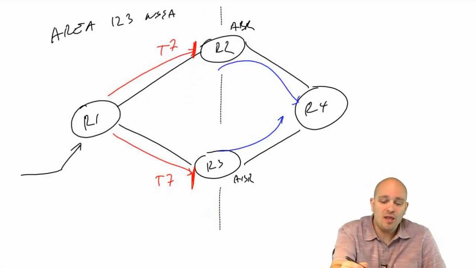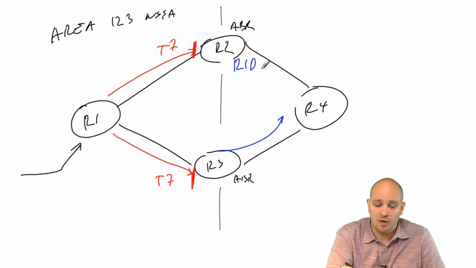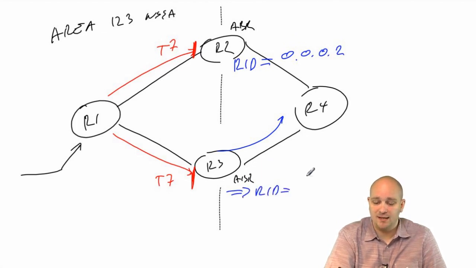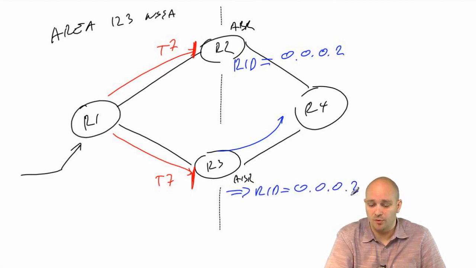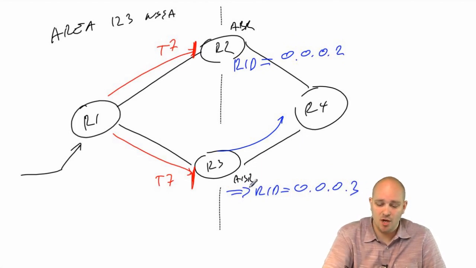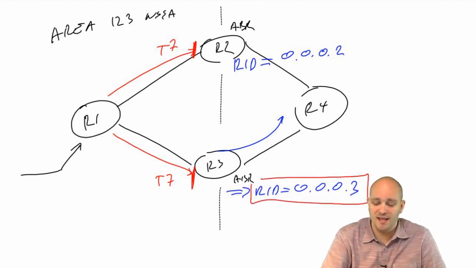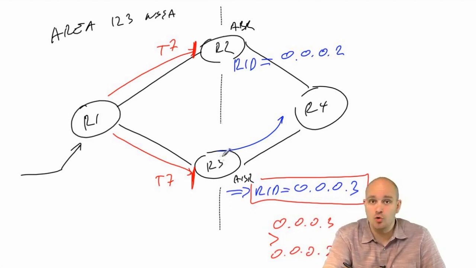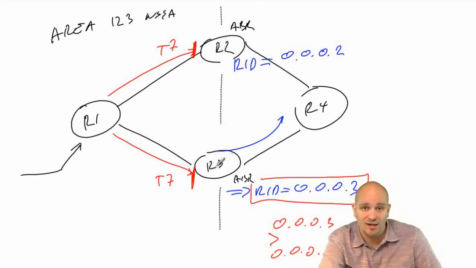They won't. Only one of them will translate, and that is going to be dependent on the router ID. So let's say that this one here has the router ID 0002, and this one here has the router ID 0003. Now, the translating ABR will be R3 because 0003 is actually higher than 0002. Keep in mind that R2 and R3 do not have any direct relationship. They are not directly connected.